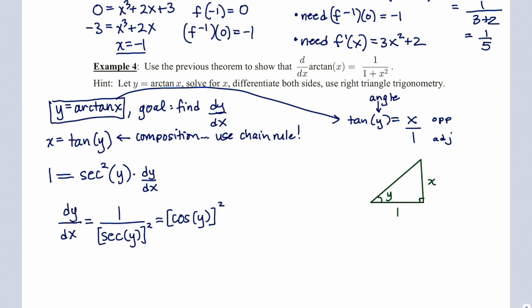And then by Pythagorean theorem, I can say the hypotenuse will be the square root of the sum of the squares of the other sides. So this will be the square root of 1 squared plus x squared. Right, so Pythagorean theorem would be used there. Right, and now what I'm wanting to find is cosine of y. And cosine of y, I want, let's see, adjacent over hypotenuse. So adjacent is 1, and hypotenuse is square root of 1 plus x squared.